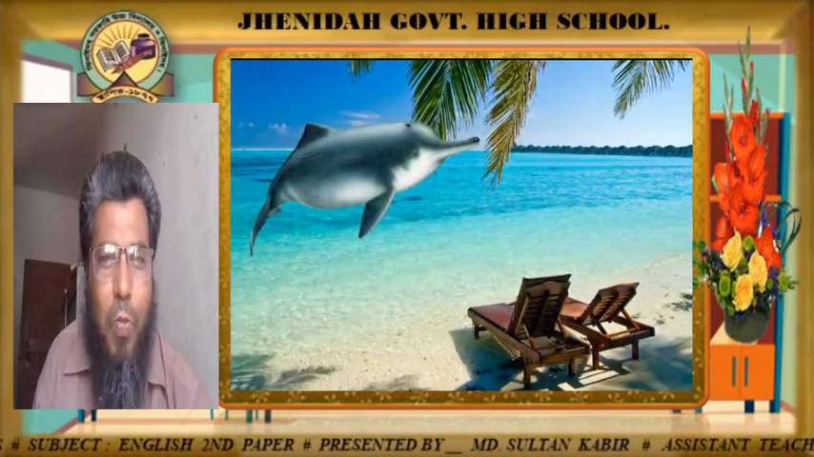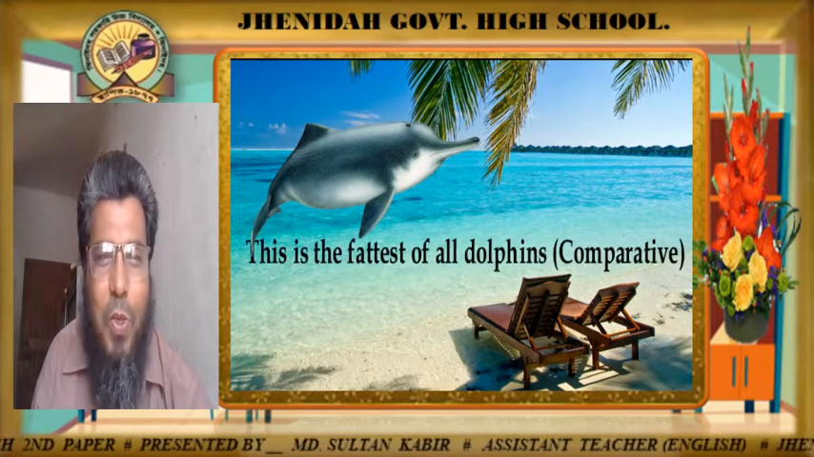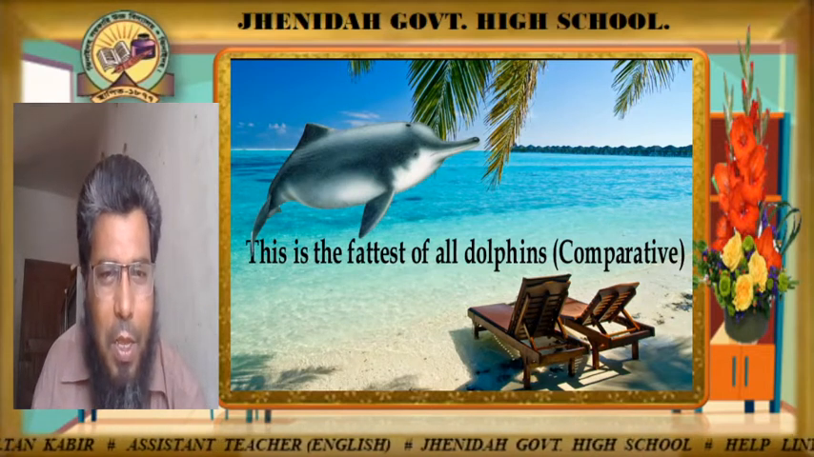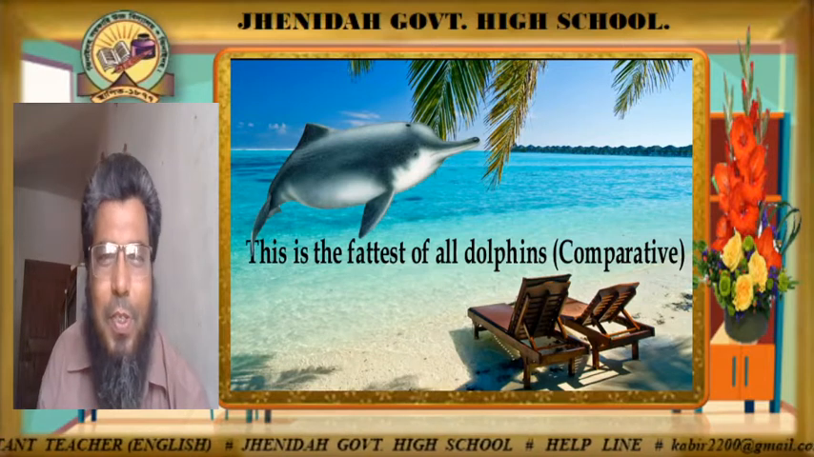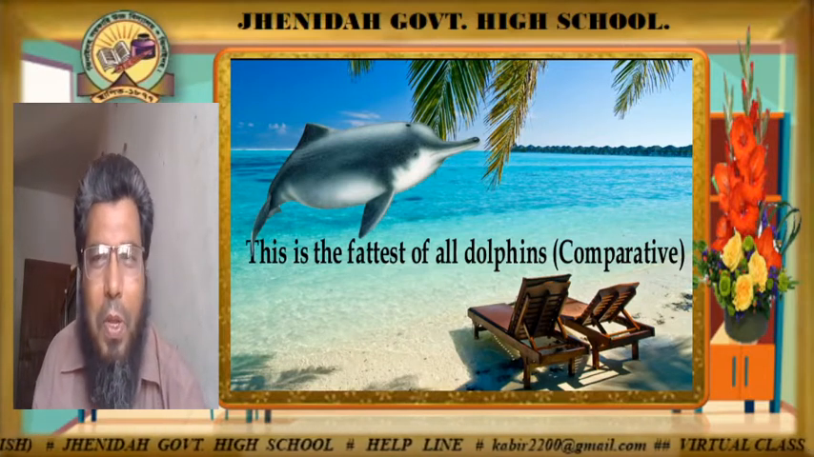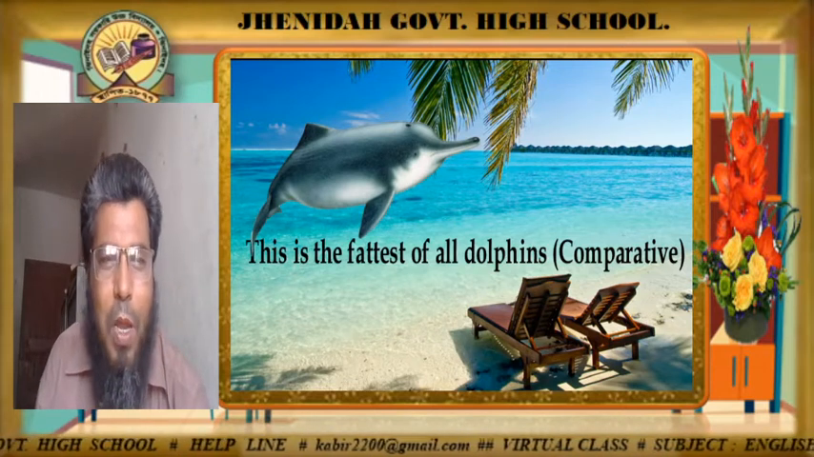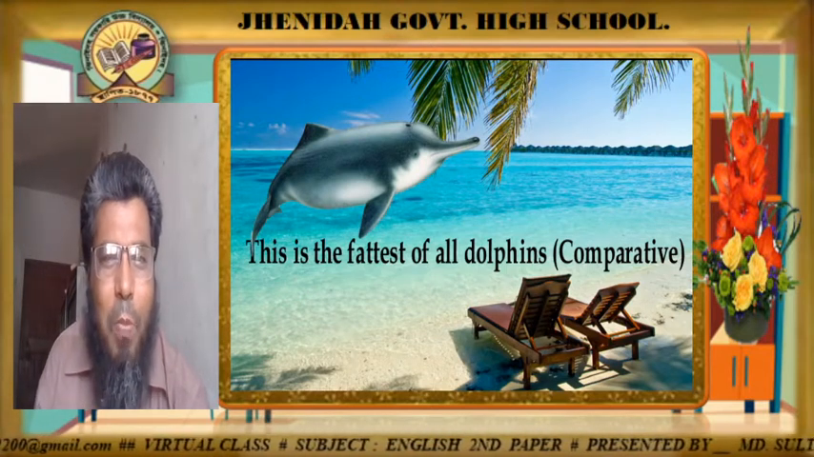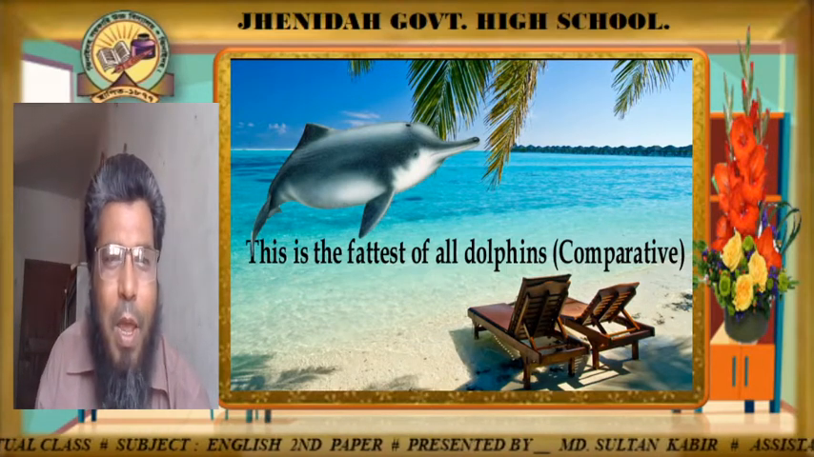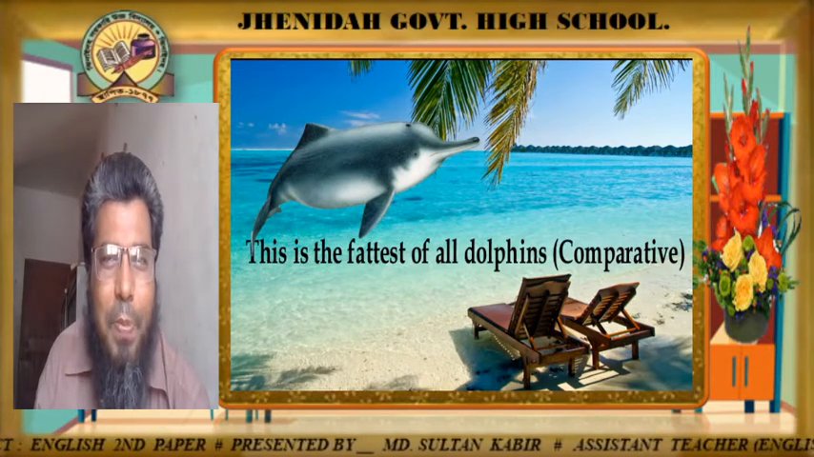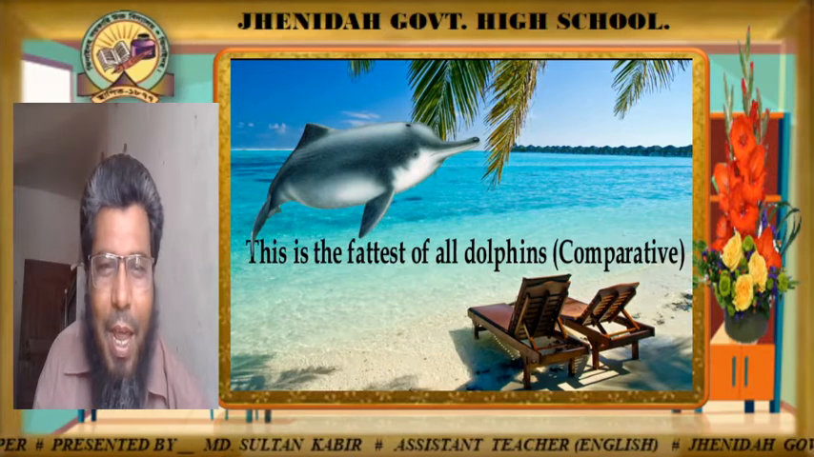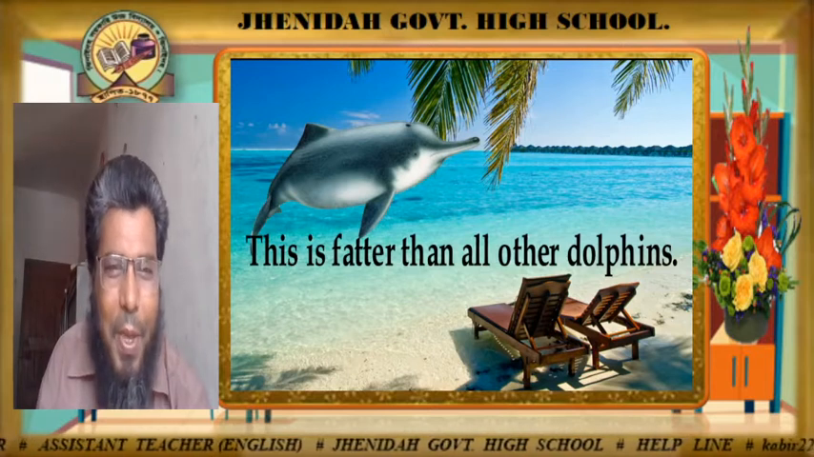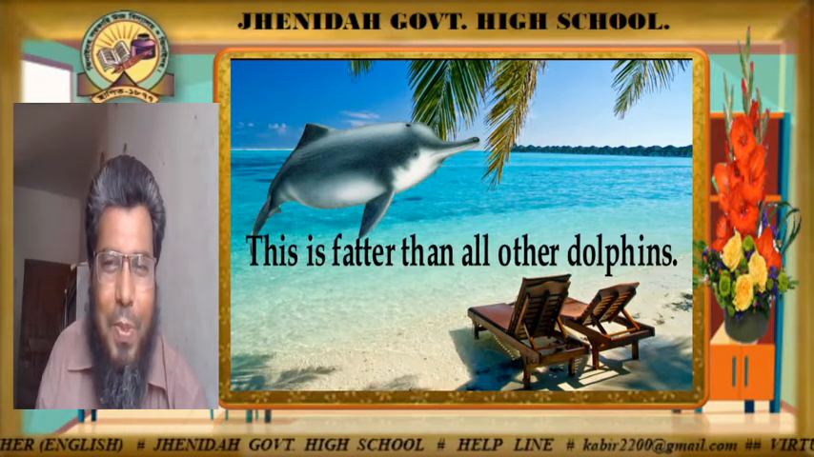Now this is another dolphin here. This is the fattest of all dolphins, dear learners. Here you are asked to change this superlative form into comparative. So to make it comparative, we'll write down the subject and verb. What is the subject here? This. And the verb is here. And then we'll write down the comparative form of the superlative. So what is the superlative form? Fattest. So the comparative form of fattest is fatter. So look at the answer. This is fatter than all other dolphins.